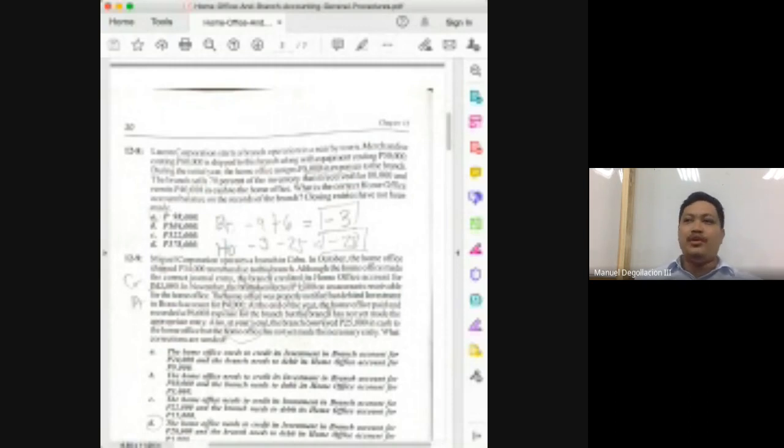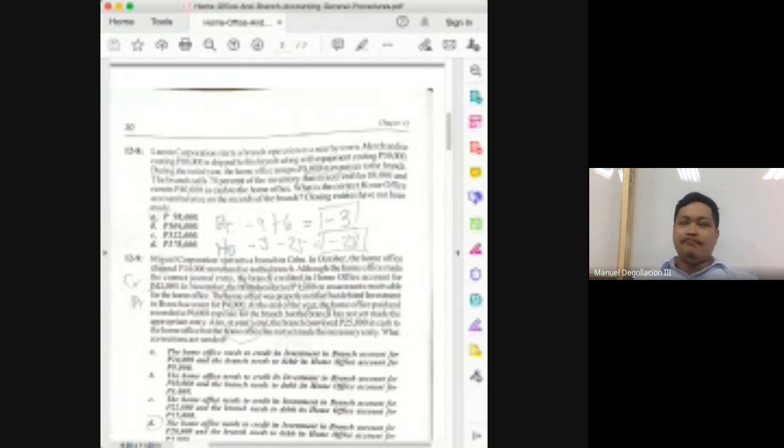Okay, I'm telling you now, this problem will come out and I will be changing it so that you will have to add or deduct the profit or loss. Is that clear? Okay, so let's try to do that. What do we need to solve for profit class? Sales, cost of goods sold, and expenses. Are we given with our sales in this problem? Yes. Okay, the branch sells 70% of the inventory it received for how much? 80,000. That would be your sales revenue.